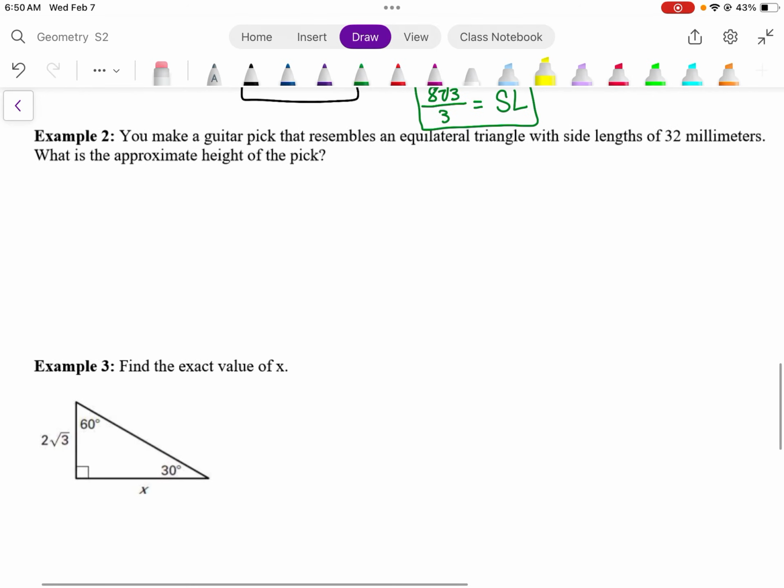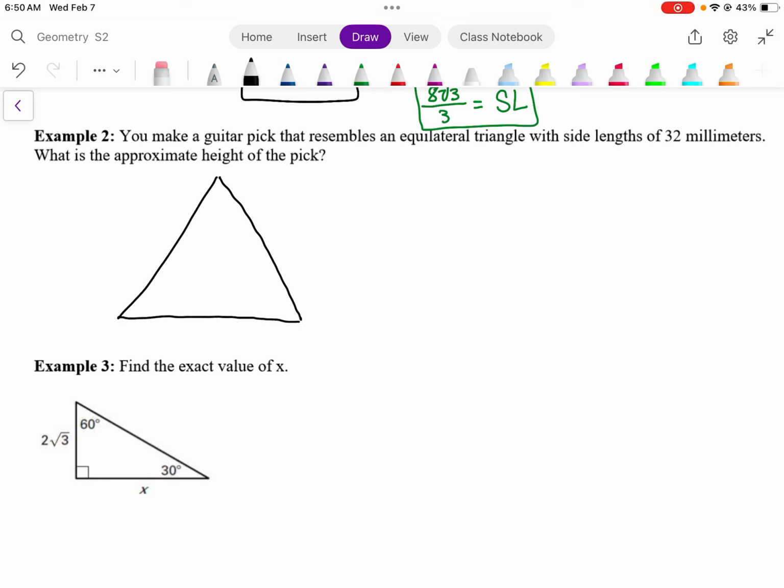All right, our next example, you make a guitar pick that resembles an equilateral triangle with side lengths of 32 millimeters. For this one, we'll start with a picture. Equilateral means all three sides are the same, which also means all three sides are 60 degrees, or all three angles are 60 degrees.